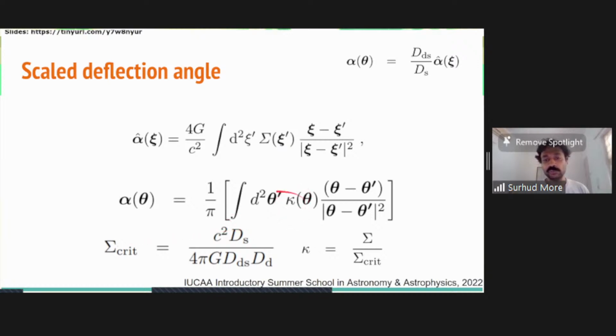So if you want to work out the scaled deflection angle, you need to know the surface density relative to the critical surface density, and that gives you the convergence. If you just know this quantity, then you can calculate the deflection angle at any given location of the image. And if you know the deflection angle at any given location of the image, you can work out where the original position of this observed image should have been, using the lens equation.